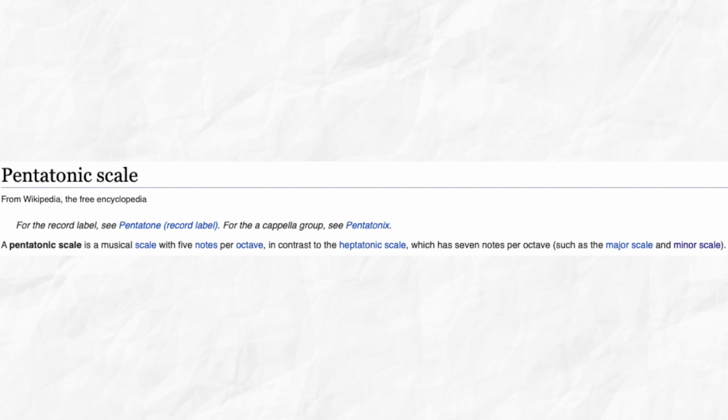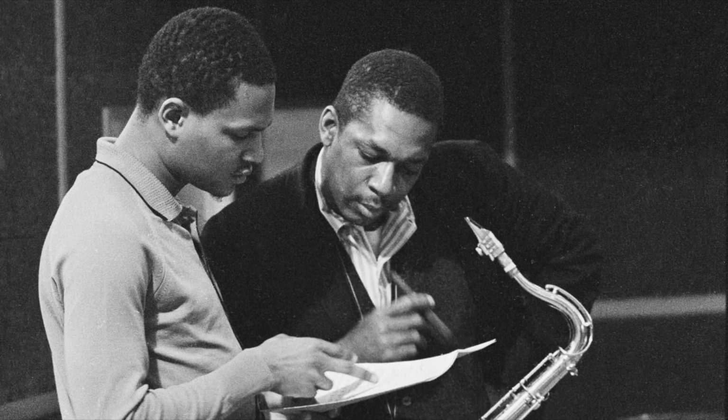So today we're going to be looking at the humble pentatonic scale. Probably one of the first scales you've ever learned as a guitarist was the pentatonic scale. Now because we learn it so early, it can be very easy to dismiss its use, but it's a really excellent versatile scale that's been used by guys including McCoy Tyner and John Coltrane, so it's certainly not below our pay grade.